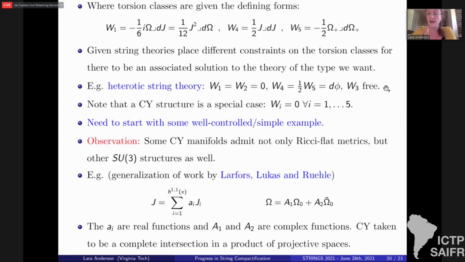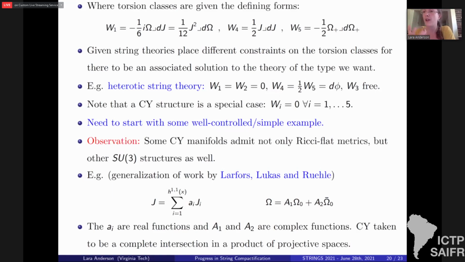Now, I'm out of time, so rather than going too far over, let me just say, instead of trying to generally solve for some mystery SU3 structure, we don't have existence theorems in this context, and we don't know about the global minima of the functions that we're attempting to optimize. So in this context, we decided to move towards a known analytic solution that was found by Larfors, Lucas, and Ruehle as an SU3 structure solution actually on a topological Calabi-Yau manifold.